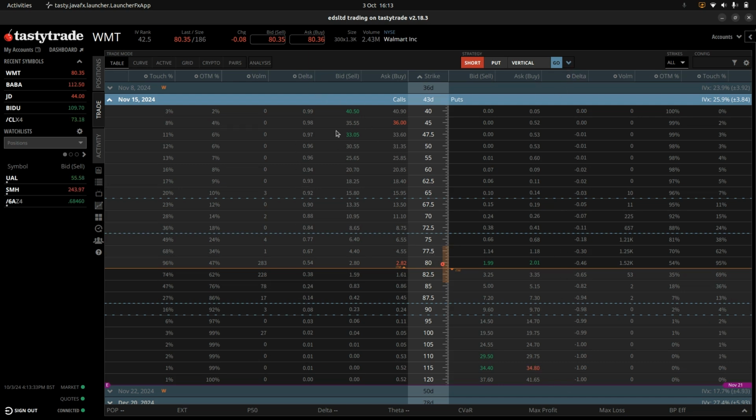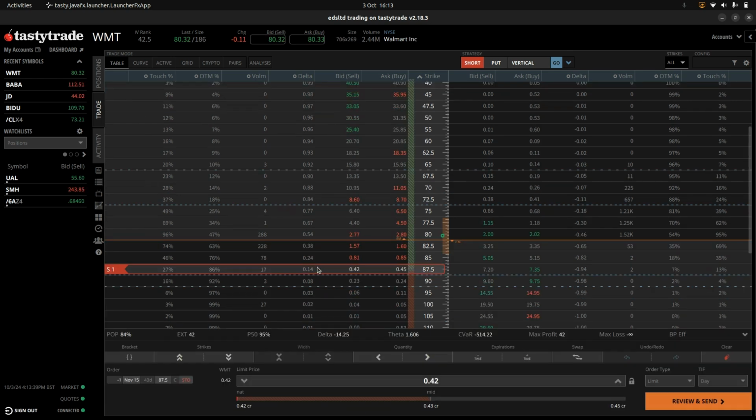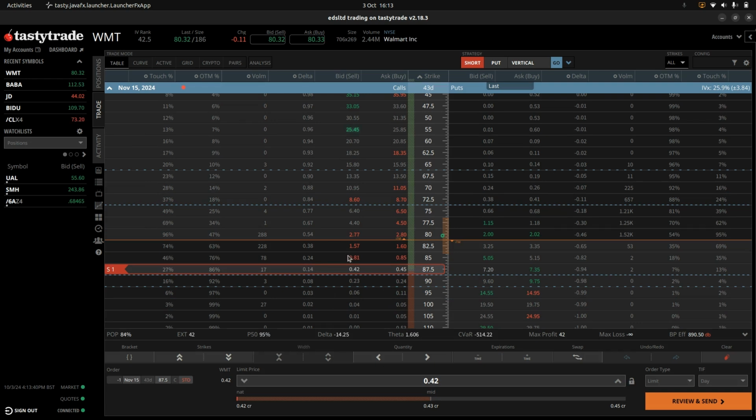So I like to be anywhere between 15 and 20 deltas out. As you can see here, we've got a 14 delta. The next one is 24, which is a little bit high, so we will just go with the 14 delta. And then we have got an 18 delta on the put side, which is really nice.